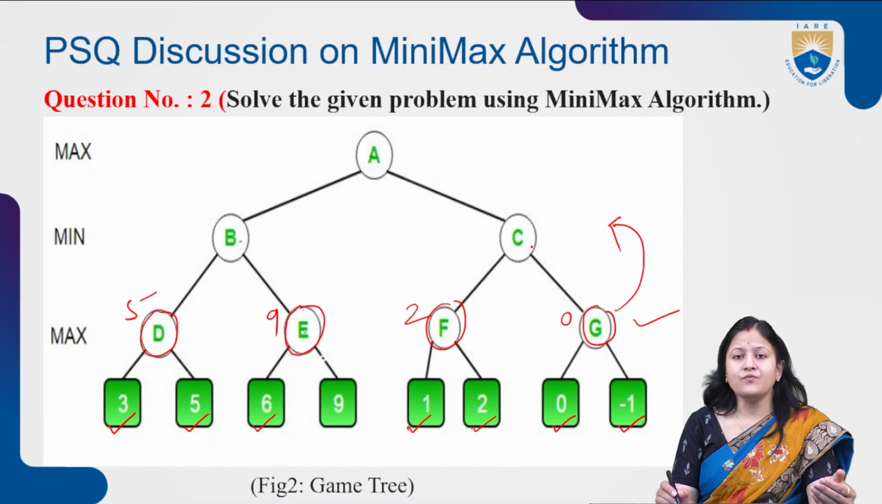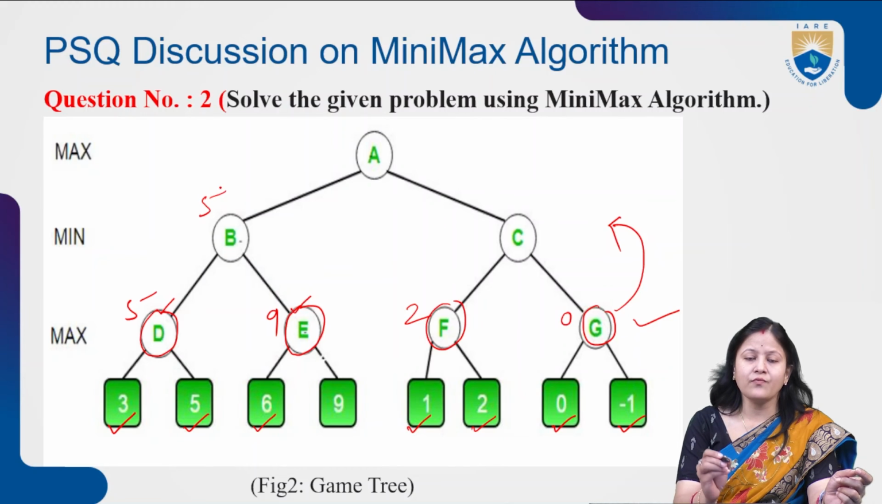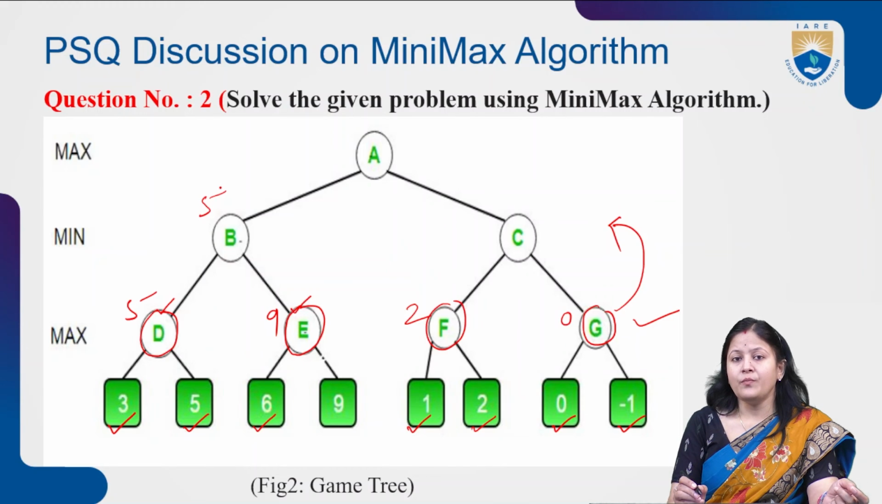So one step up means we have two children, B and C. So for the B node, how to find out? Both B and C are in the min layer. So we will compare the threshold value of the min player, that is infinity, and we will calculate the min value. So infinity gets compared with the utility value of D, infinity and 5, minimum is 5. Again 5 and 9 gets compared, minimum is 5. So the utility value for B would be 5.